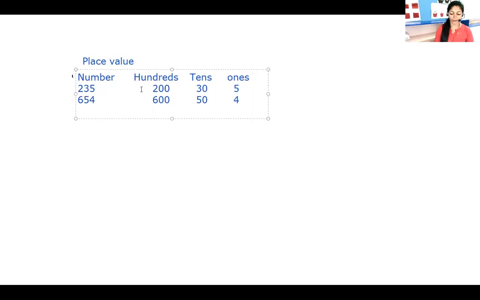Okay, another number is 243. Okay, so now what will I write here? See the place. Which number will I write here? 200. Very good. The next number, 40. And then in ones place, what will I write? 3. Fantastic. So I hope you understood how to write the place value. It tells the place value of the number.